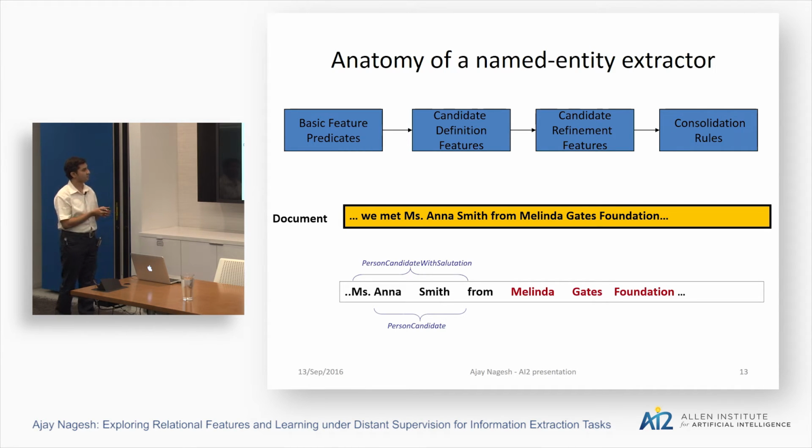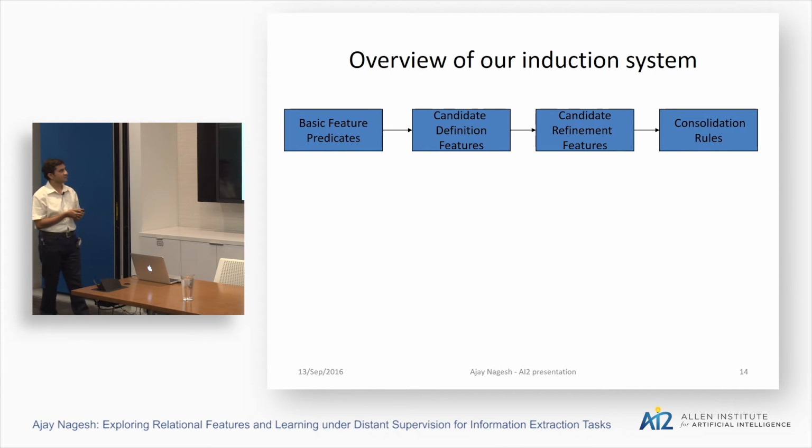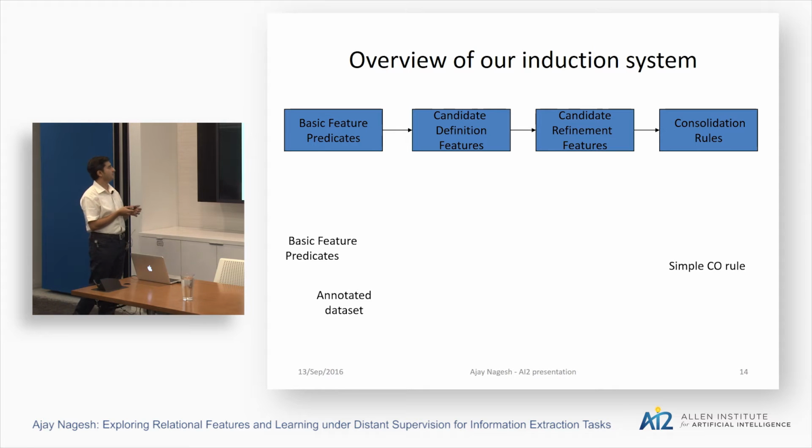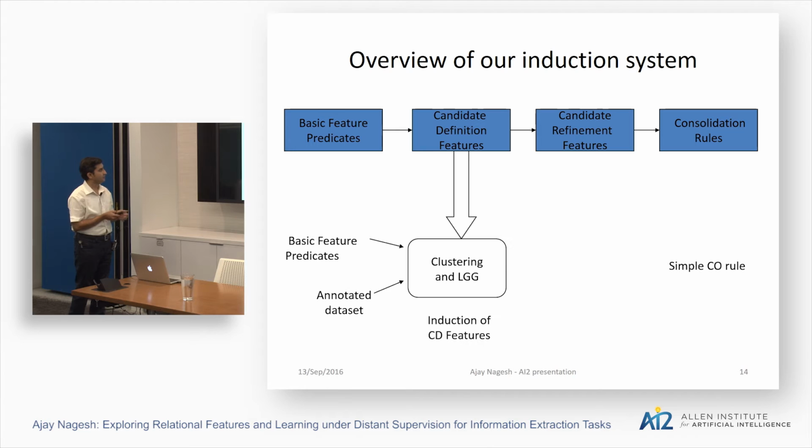So finally we have the extractor built. Our induction system is closely modeled on this process. We are given our basic features, the annotated data set, and a simple consolidation policy, and we semi-automate parts of the pipeline. The first is the automation of the candidate definition features.